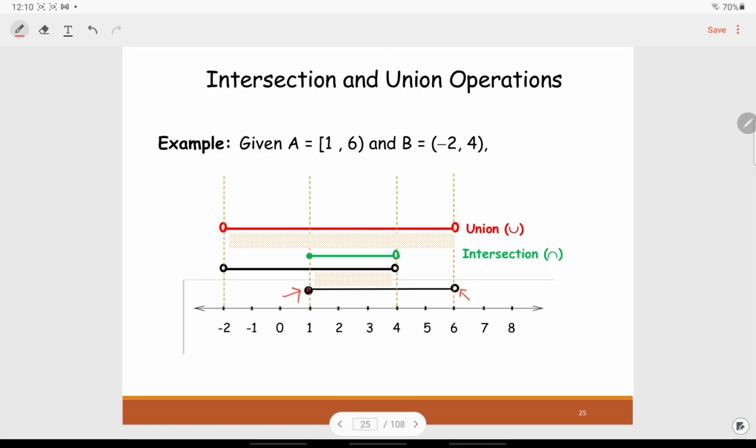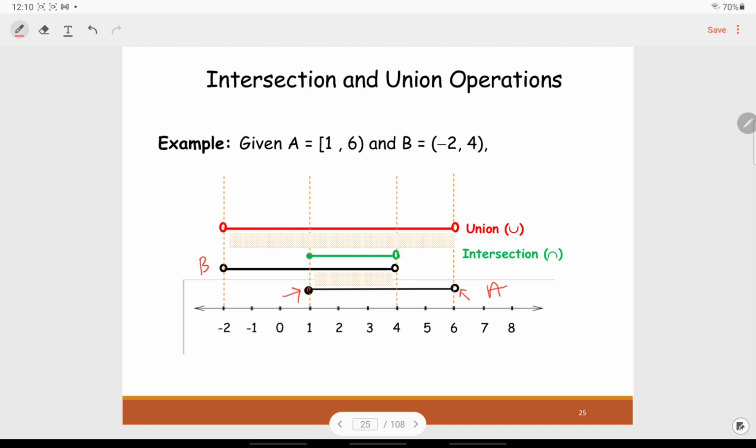Okay, so we move to the second interval. This one is for interval A. Now we move to interval B. Interval B is an open interval, moving from -2 up to 4. So we are using white circles to indicate that it is an open interval.